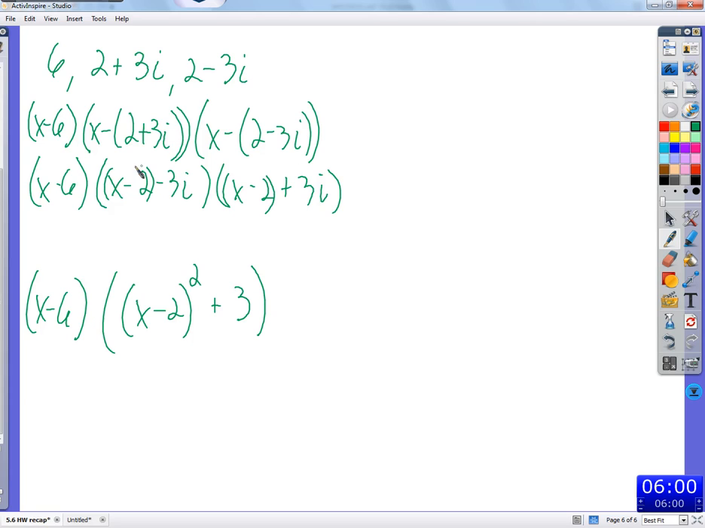If I group this together and treat it like one unit, then I can distribute it. x minus 2 times x minus 2. We're going to distribute these things together. x minus 2 times x minus 2 gives you x minus 2 squared. Let's skip all the middle stuff for a second and jump right to the end, where we do negative 3i times positive 3i. So we got this middle step here: x minus 2 squared. All this middle stuff.